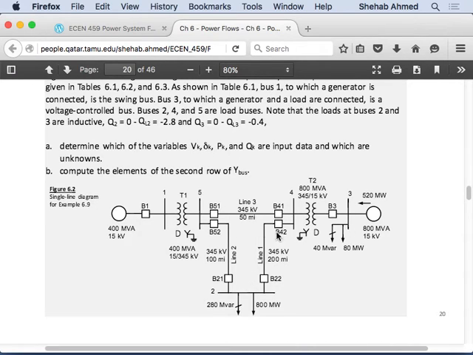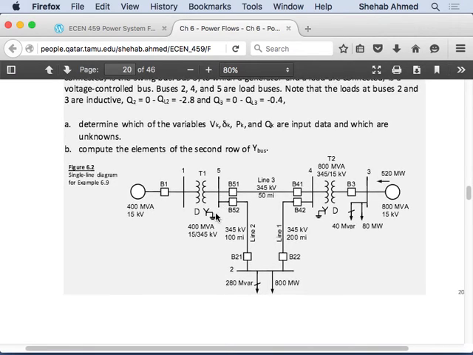And at bus 3, I have P and V. It's a PV bus. I need Q and delta. These are the missing variables, right? And then compute the elements of the second row of Y-bus. So the Y-bus matrix, the admittance matrix, just compute one row of the Y-bus matrix. We'll see how to do that.